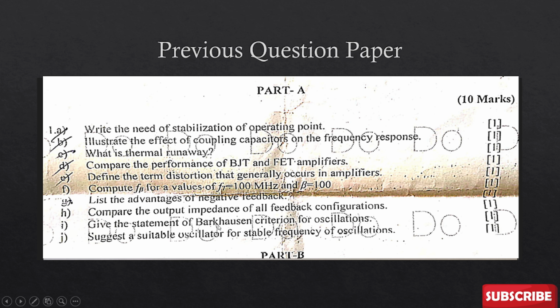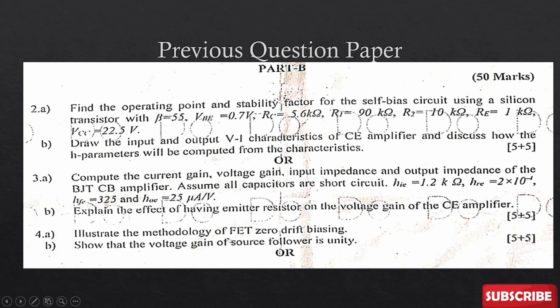Give the statement of the Barkhausen criteria for oscillations and suggest a suitable oscillator for stable frequency. What is the oscillator? For this question you just need to write about the RC coupled Wien bridge oscillator. You just need to understand that. Again, as I said, problems are important. You can expect problems like this.